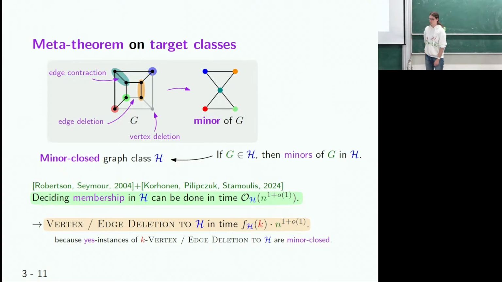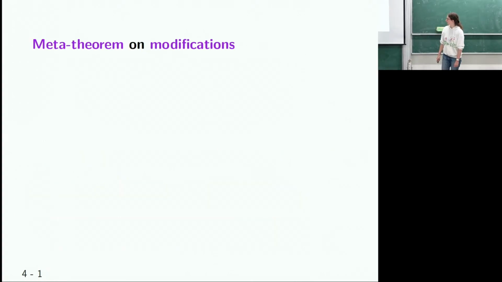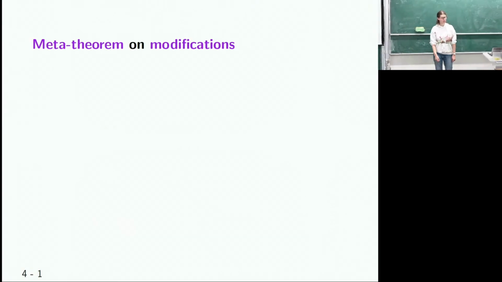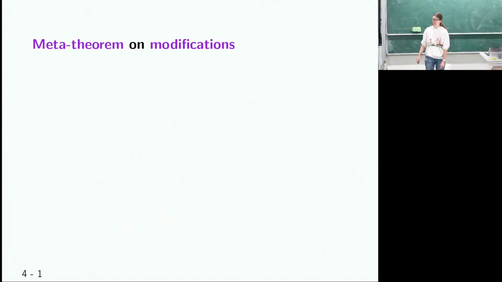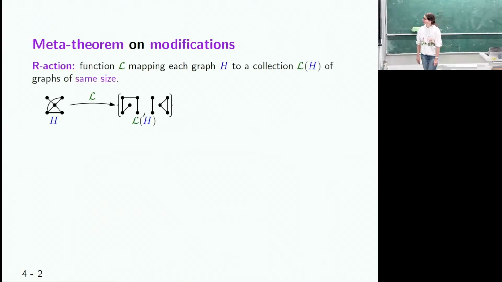However, this does not work for every graph modification problem. For instance, if you want to contract edges, this is not a minor-closed graph class. So this does not work. So we saw a meta theorem on target classes. Now we can look at some theorems on modifications.